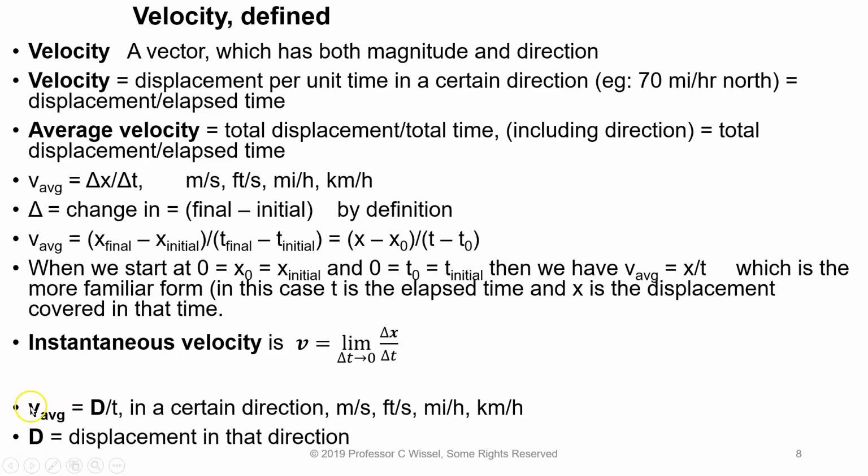Now, the V average is d divided by t in a certain direction. Of course, this is a vector. I can't put arrows over this because PowerPoint doesn't really do that very well. It just moves them all over the page. So rather than do that, I just bolded it. And I'll just tell you whether it's a vector or not. And here it says in a certain direction, that means it's a vector. And of course, d is the displacement in that direction. That means it's a vector.